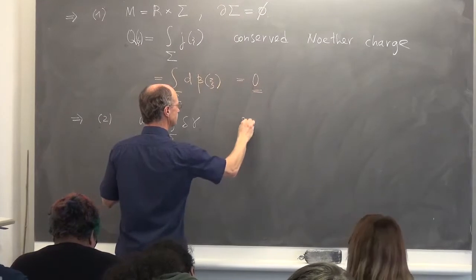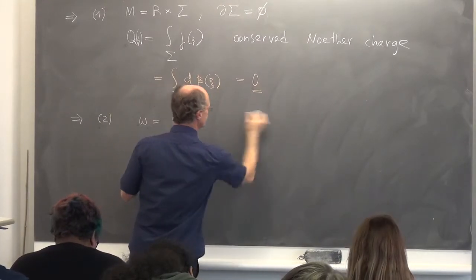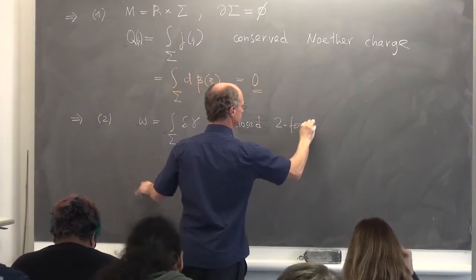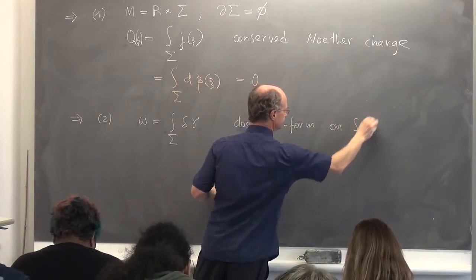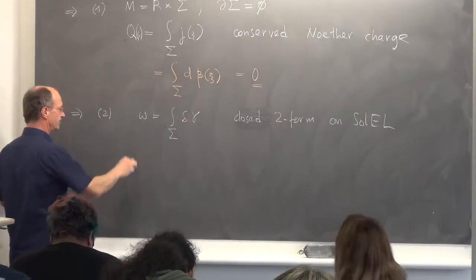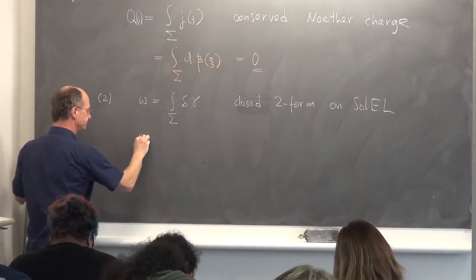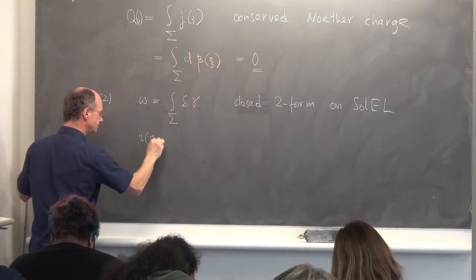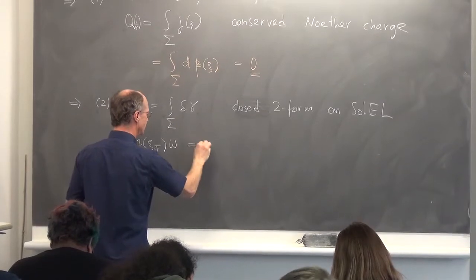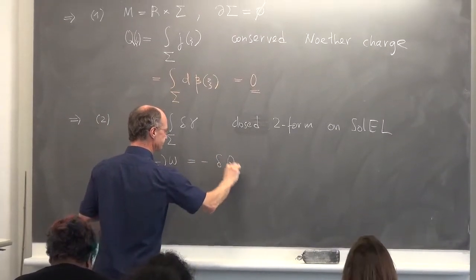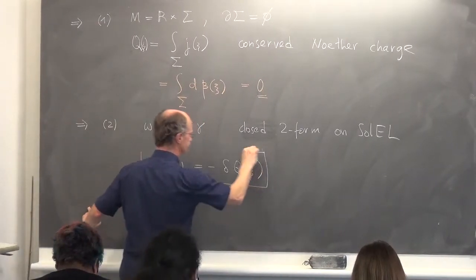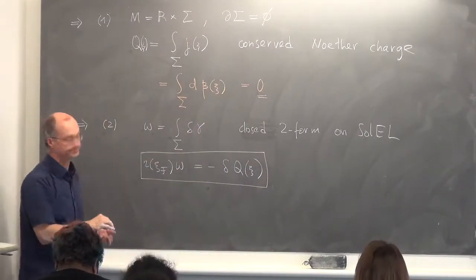So, closed two form on Sol EL, and we proved the following theorem, saying that J xi f omega is equal to minus delta q of xi. So we had such a formula.